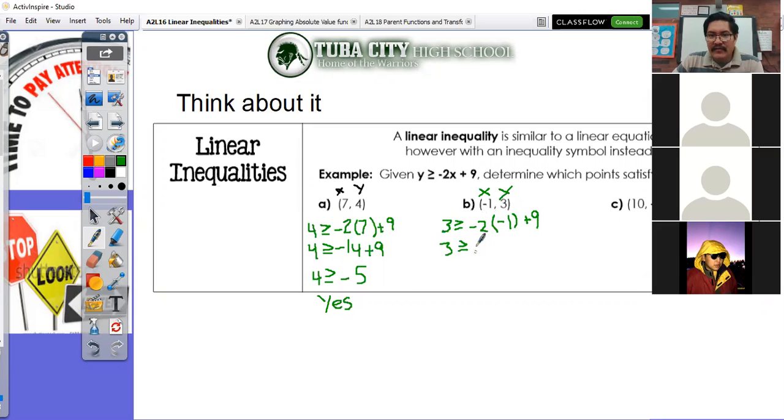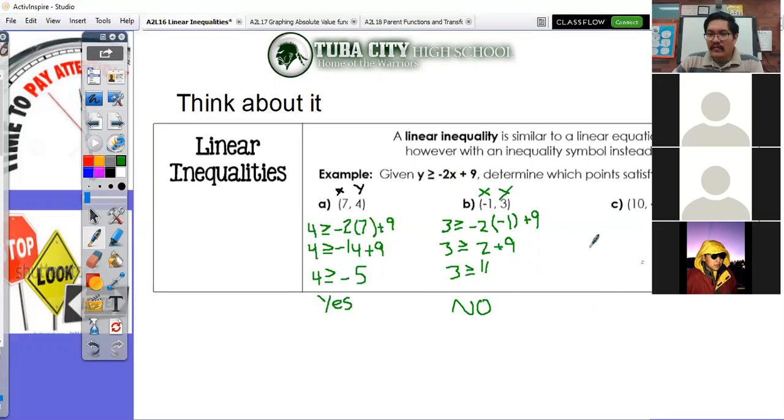Okay, negative 2, so negative times negative is positive, anything times 1 is going to be the same. And in this case I get 3 is greater than or equal to 11, which is false. 11 should be the greater one, not 3. So this is a no, this is not a solution. This is not going to work with this inequality.